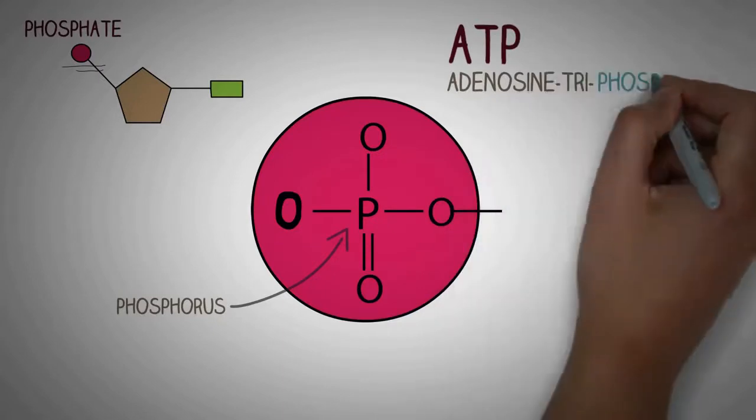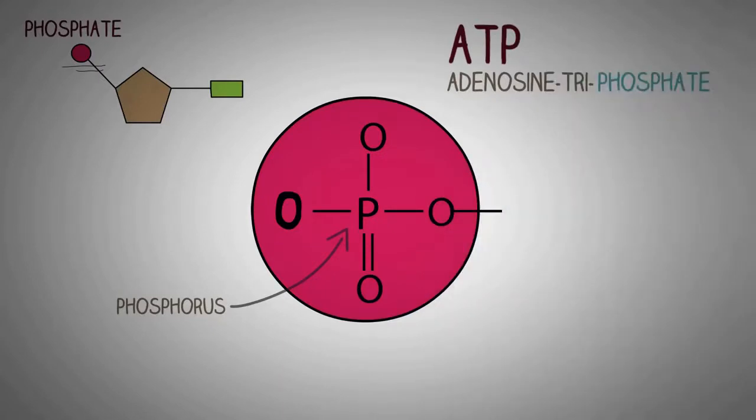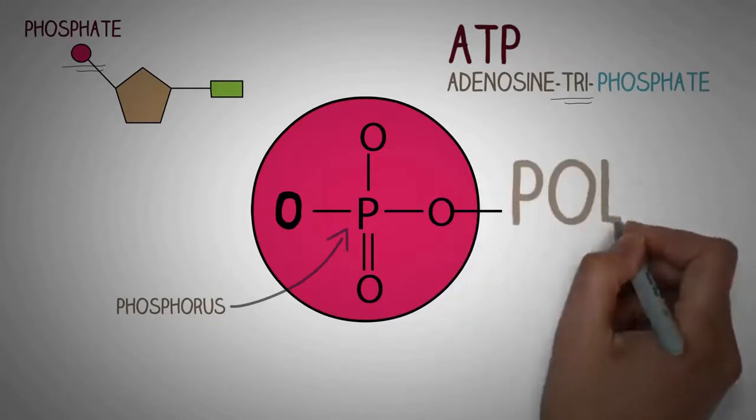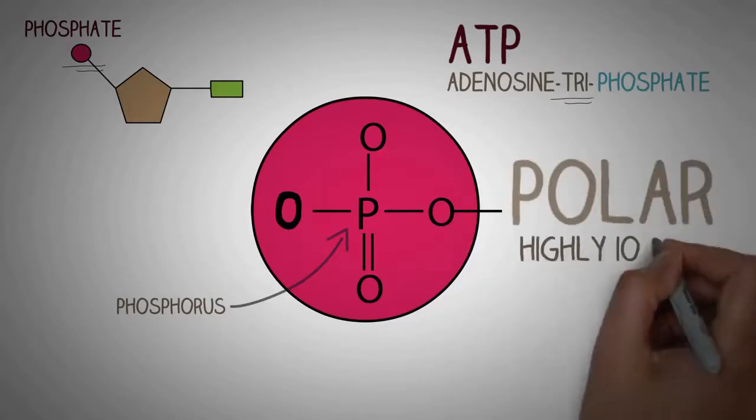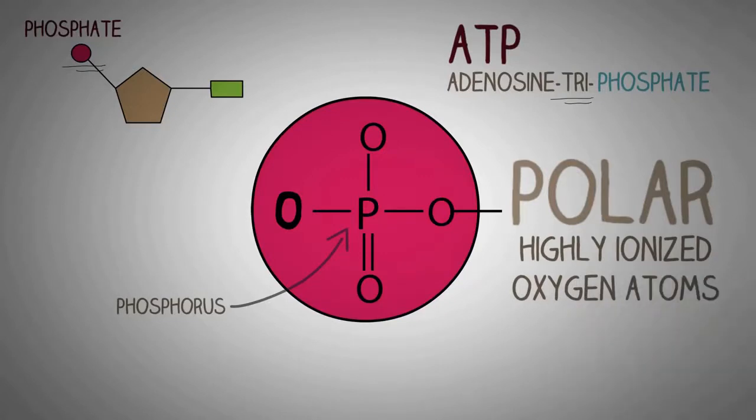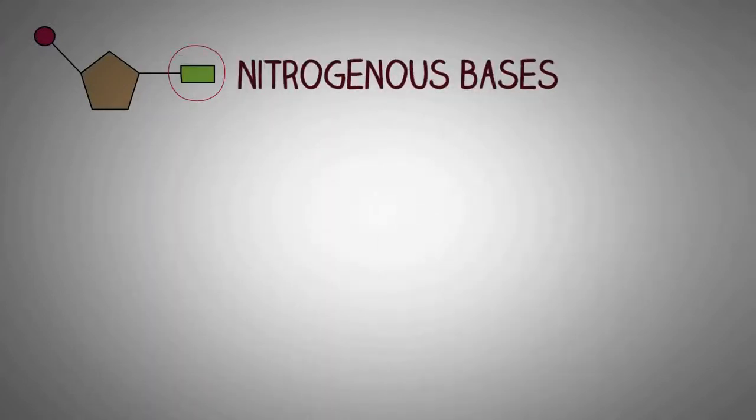However, in ATP, we have 3 molecules of phosphate which are attached to one another by high energy phosphodiester bonds. The phosphate group is a polar molecule due to the presence of highly ionized oxygen atoms which impart negative charge to the phosphate group. Now the third important structure present in the structure of a nucleotide is the nitrogenous base.